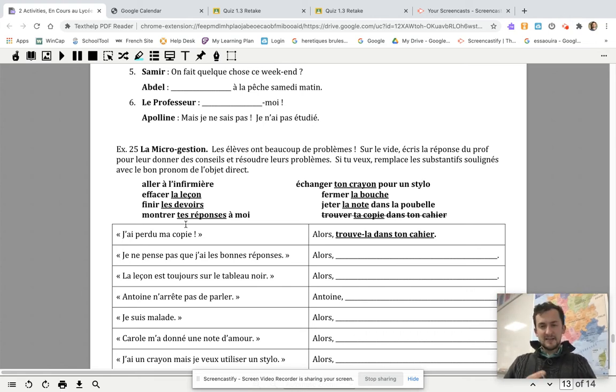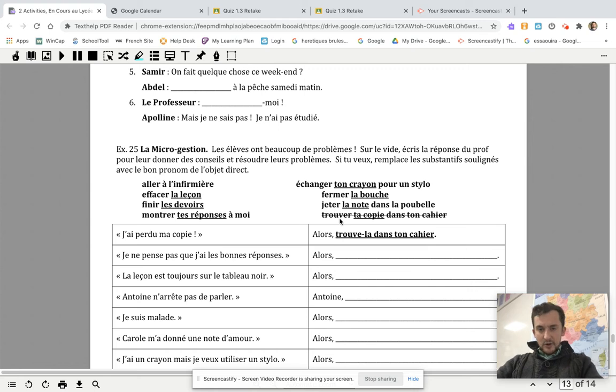Si tu veux, remplace les substantifs soulignés avec le bon pronom de l'objet direct. If you'd like, you can add a le, la, les to say it. All right, so the example it gives is j'ai perdu ma copie. I've lost my work. The teacher responds, alors trouve-la dans ton cahier. So find it in your notebook. D'accord?